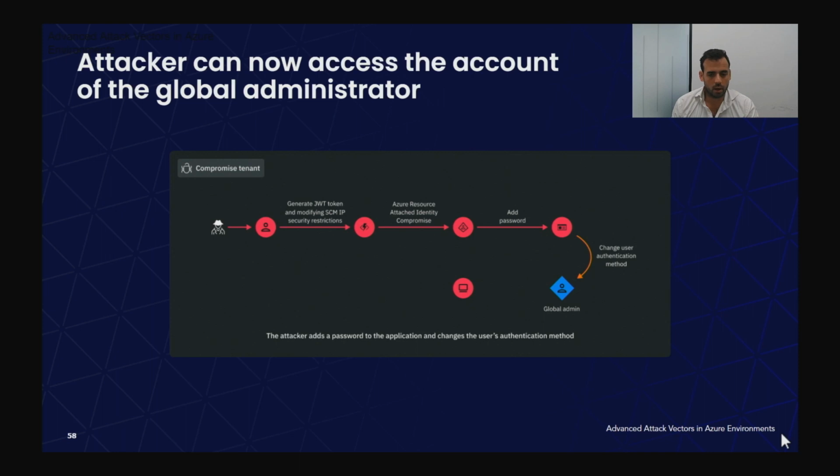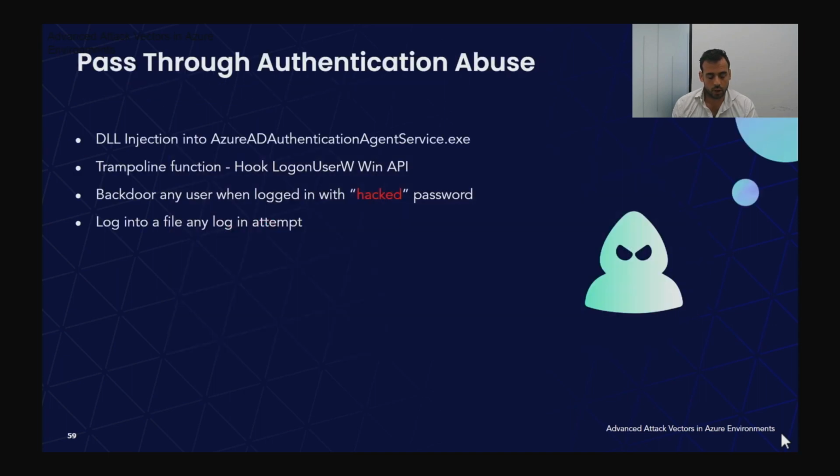So right now, we found a way to change any authentication method. We found a user target, a user account that we want to add as a target. Now we need to use the pass-through authentication abuse, our second foothold, in order to get these current credentials.